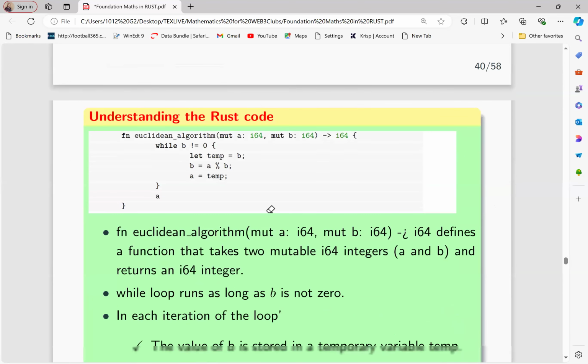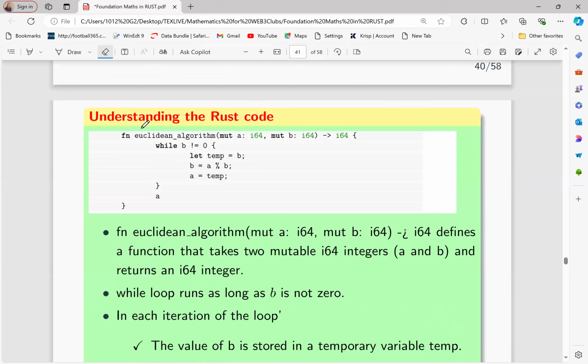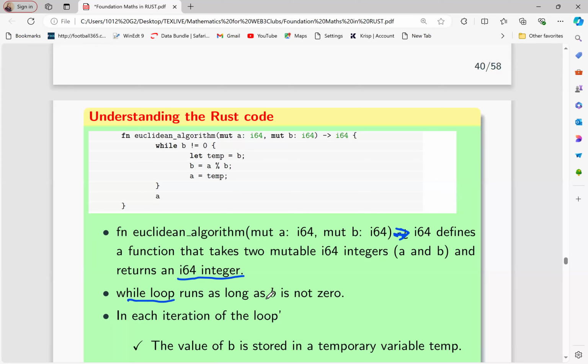So I've just explained what the first bit means. This first bit I've explained here. I've said that this defines a function that takes 2 mutable I64 integers, A and B, and returns an I64 integer. The while loop, I also said that it runs as long as B is not 0. So as long as B is not 0, whatever is happening inside that loop will continue happening.